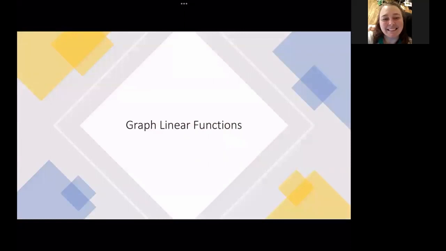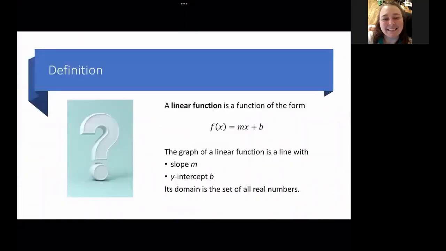So the first thing we're going to do, let's revisit a little bit about graphing linear functions. So a linear function is going to be in that form of f of x equals mx plus b or y equals mx plus b. We know from this equation that the slope is m and the y-intercept is b. And its domain is going to be the set of all real numbers. So let's take that to the next level.